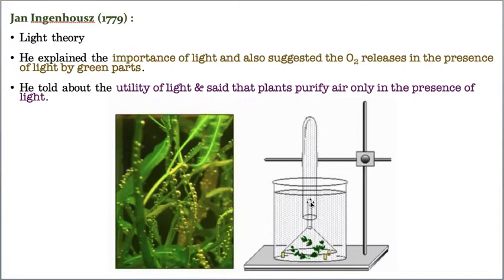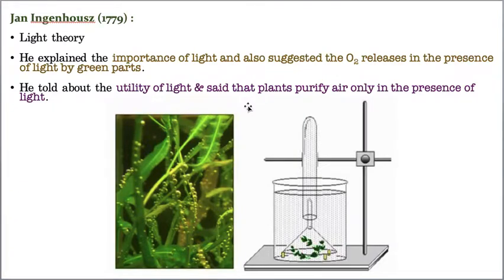After some time, very surprisingly, he noticed some air bubbles coming from this particular funnel, and all these bubbles started collecting here, and then he understood this particular gas which is collected here is nothing but oxygen. So by this experiment, he clearly understood that oxygen is released during the process of photosynthesis. Hope you understood now. And one more point also he concluded. What is that? Utility of light, and said that plants purify air only in the presence of light.